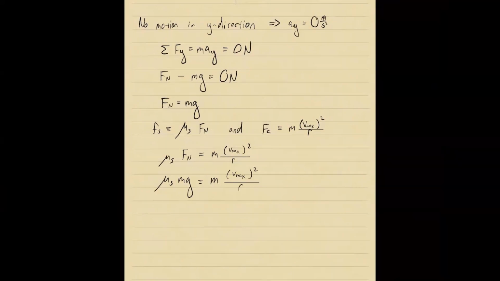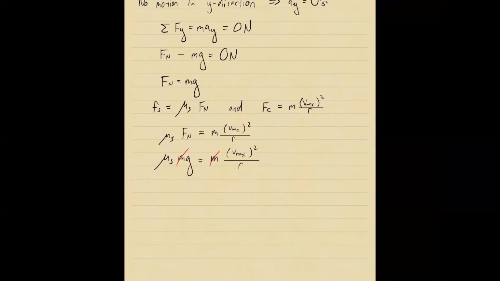So the masses actually cancel out because it's the same mass on both sides, the mass of the car. So again, we're looking for the maximum speed that this car can go without slipping off the track, which is given by this equation here. So what I'm going to do is multiply both sides by r, and then take the square root of both sides to get v max by itself. So when we do that, we get that the max speed that this car can travel around this circular track is equal to the coefficient of static friction times g times r, all under the square root.